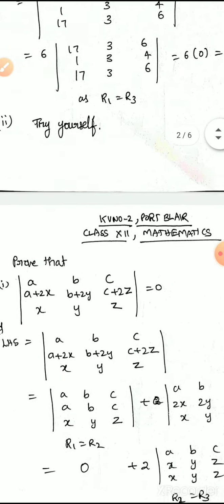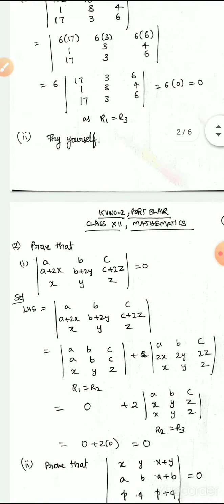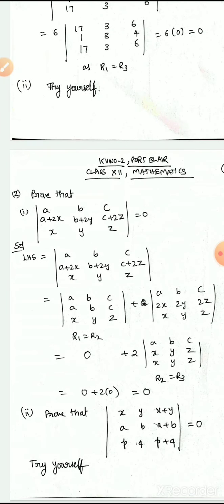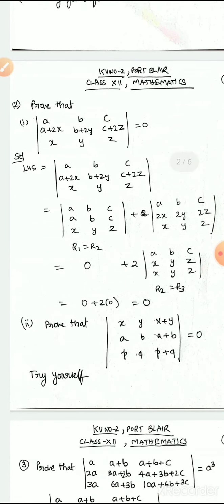Next, second question. How to prove that the determinant with rows a, b, c; a plus 2x, b plus 2y, c plus 2z; x, y, z is equal to 0? Let us take the LHS as it is and write it down. Towards the second row, a plus 2x, b plus 2y, c plus 2z, you split the determinant into two determinants. After splitting, you get a, b, c as first row, a, b, c as second row, and x, y, z as third row, plus a, b, c as first row, 2x, 2y, 2z as second row, and x, y, z as third row.